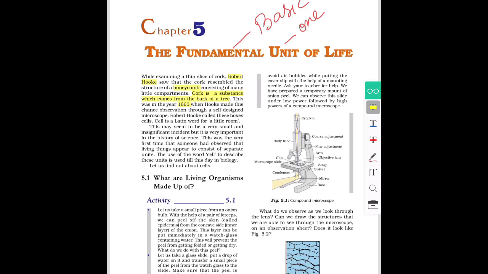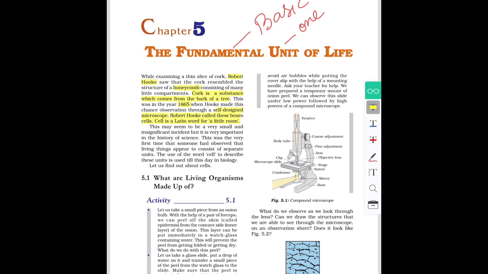The simple designed microscope which Robert Hooke used was simply similar to a magnifying glass which we use these days. Robert Hooke called these boxes cells. The cell is a Latin word for a small room. He used this word in association with a prison cell where the prisoners are kept, a small compartment or a room where the prisoners are kept.